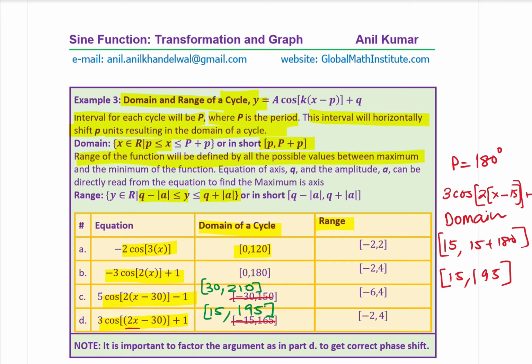As far as the range is concerned, we go from the axis, which is at 1, to the lower value, which is minus 3. So basically it goes from 1 minus 3 to 1 plus 3. 1 minus 3 is minus 2, and 1 plus 3 is 4, and that is how you get it. So basically, you have to add the amplitude to the axis to get the maximum and subtract the amplitude from the axis to get the minimum.